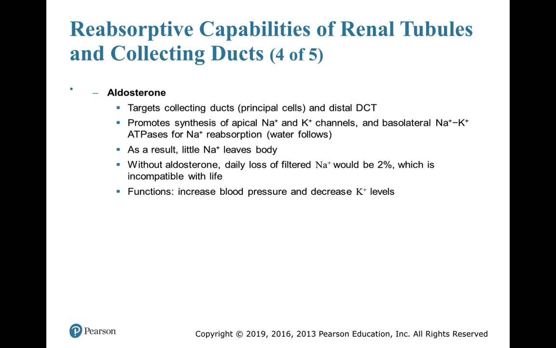Aldosterone targets the principal cells of the collecting ducts and the distal convoluted tubule. It promotes the synthesis of apical sodium and potassium channels and the basolateral sodium-potassium ATPases for sodium reabsorption, and water would then follow. As a result, very little sodium leaves the body. Without aldosterone, the daily loss of filtered sodium would be about 2%, and that is too much for us to survive. So aldosterone's function is going to increase blood pressure and decrease potassium levels.